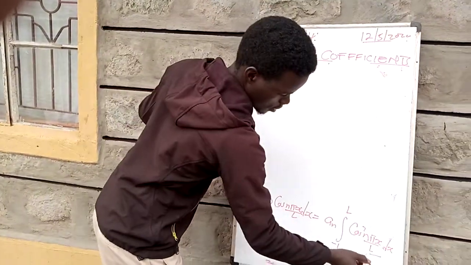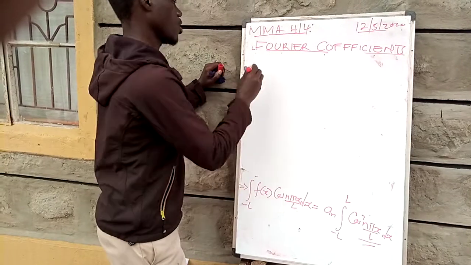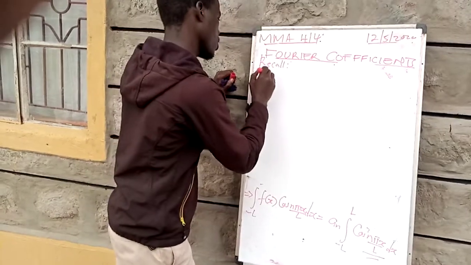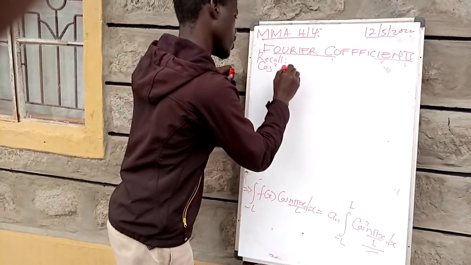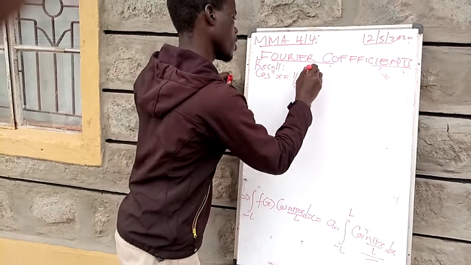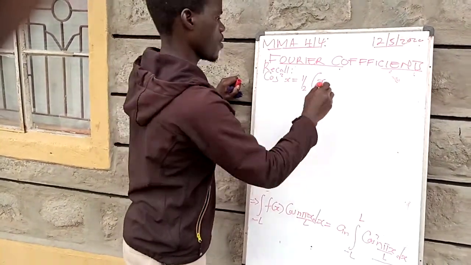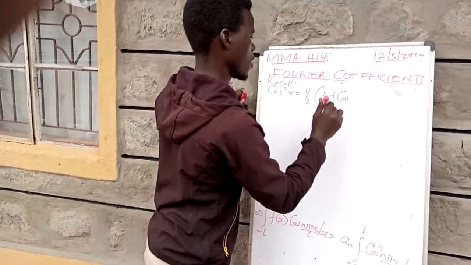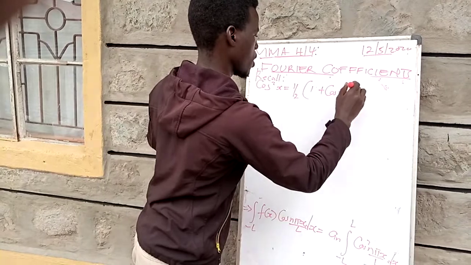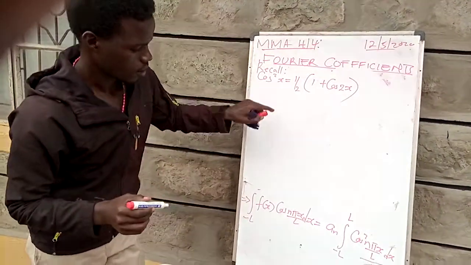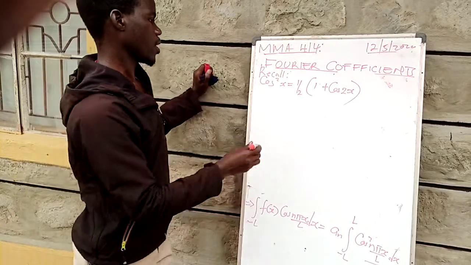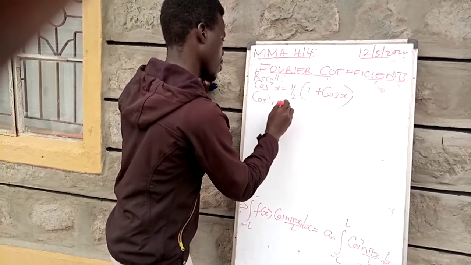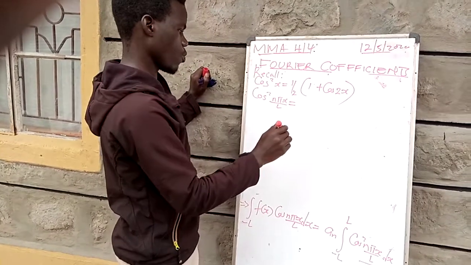If you look at this, one is a calculus identity, so you have to recall something like this. Recall that cos squared of x equals a half into 1 plus cos 2x. So we can substitute the same here. In our case, it implies that our cos squared of n pi x over L will be equal to what?